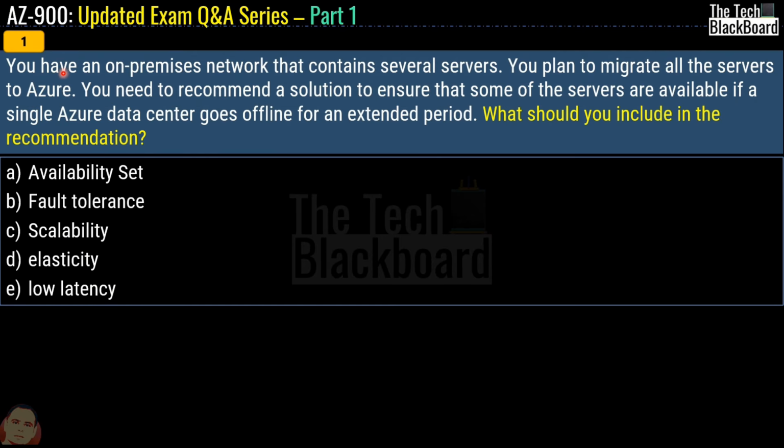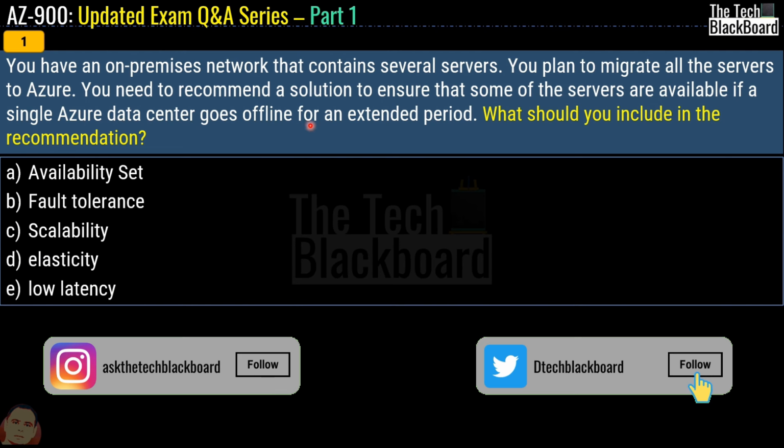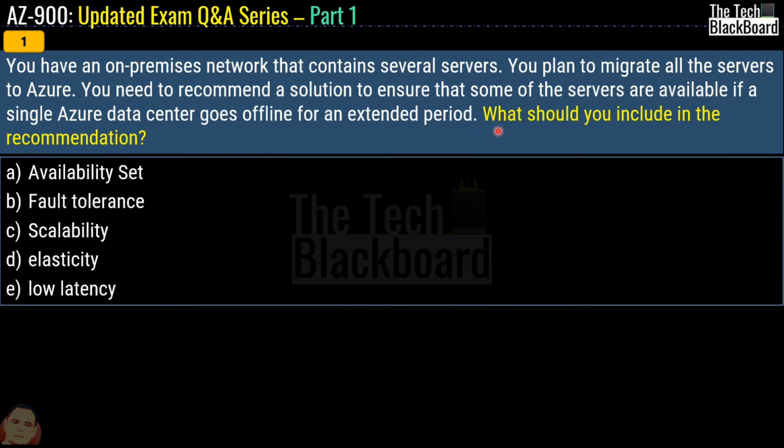The question says that you have an on-premises network that contains several servers. You plan to migrate all the servers to Azure and you need to recommend a solution to ensure that some of the servers are available even if a single Azure data center goes offline for an extended period. What should you include in the recommendation? Your options are availability set, fault tolerance, scalability, elasticity, or low latency.